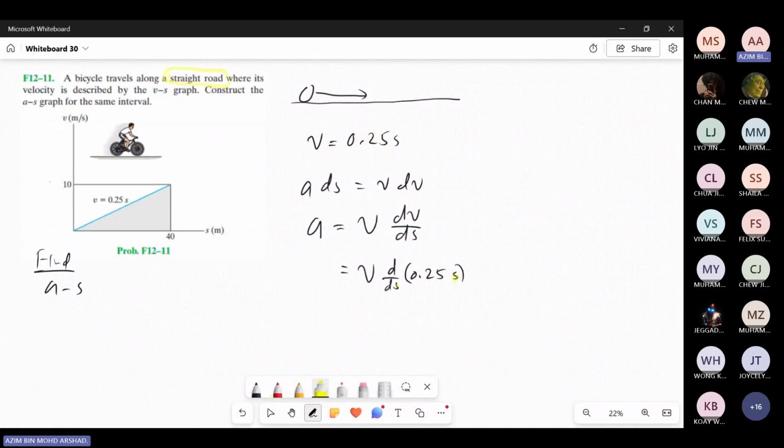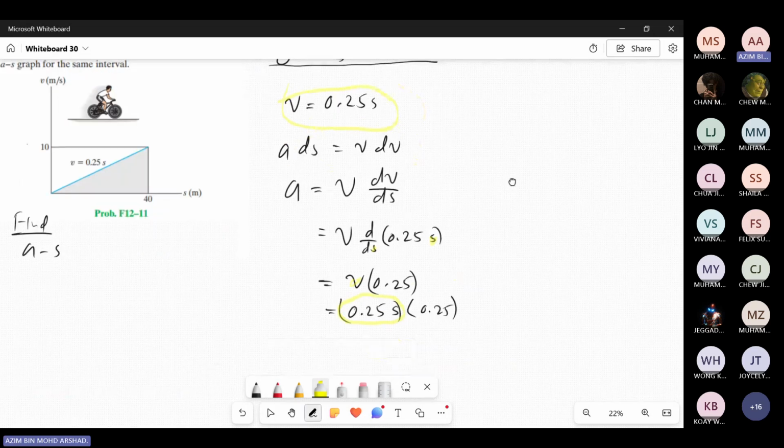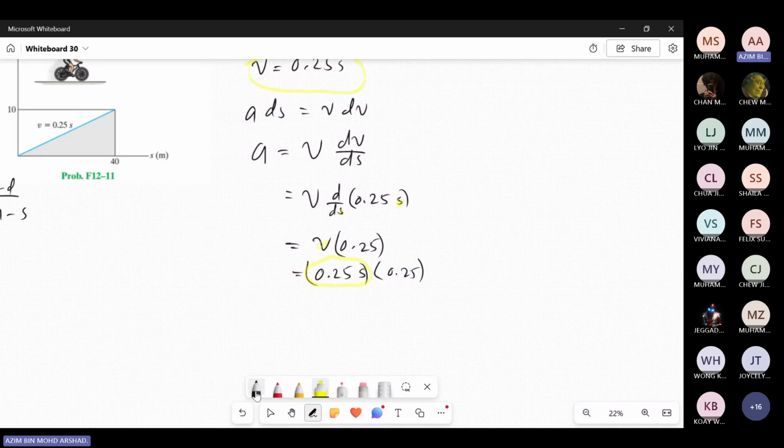So we can perform this differentiation, and we'll get v times 0.25. And v is given by 0.25 s, times 0.25. So 0.25 times 0.25 is 1 over 16, times s. So a is 1 over 16 times s. Why do I get 1 over 16? Because 0.25 is 1 over 4, so we have 1 over 4 times 1 over 4. So it becomes 1 over 16 s. This is our equation that we can use to plot this graph.